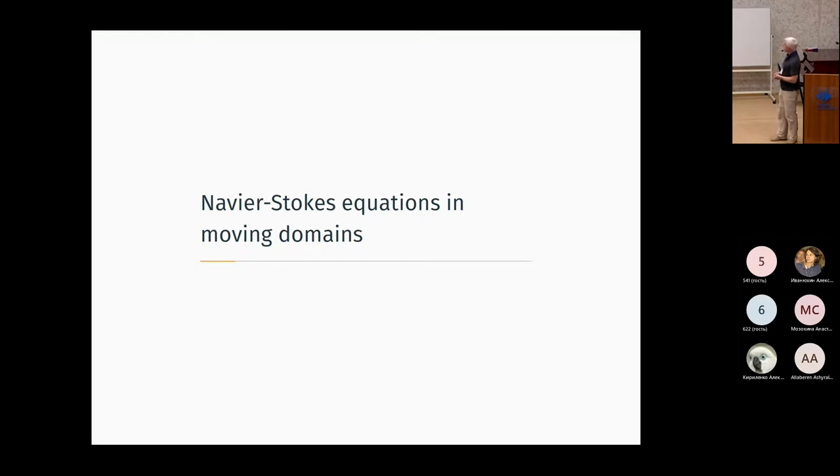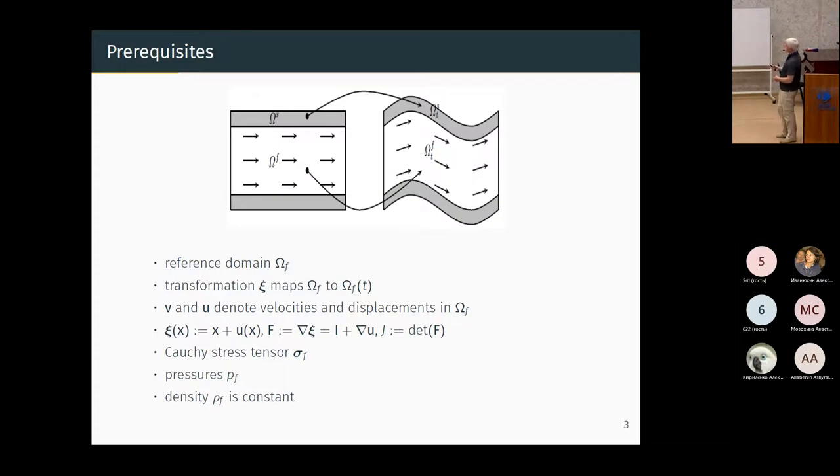Now, three phenomena. First is the Navier-Stokes equations in moving domains. What are the prerequisites? So we have a reference domain omega F, which is mapped by a transformation psi to a physical domain. We can ignore the gray subdomains, which are walls of future vessels, at the moment. So we have only the fluid domain. And this psi transformation is known explicitly. It is given by a sequence of moving meshes. I will show you a movie and you will understand how this psi transformation is given.